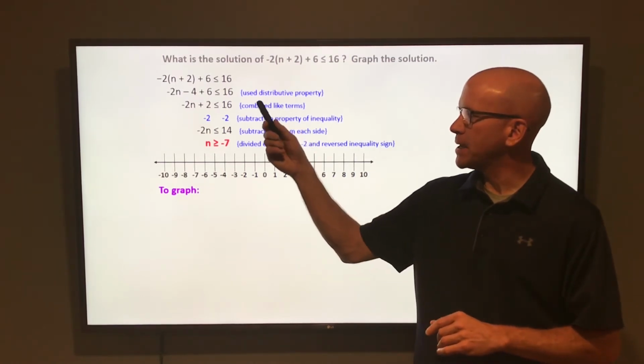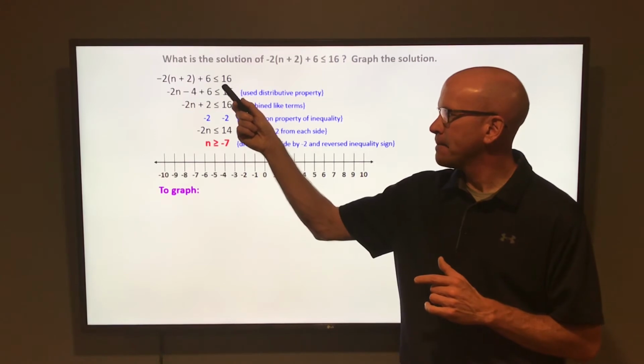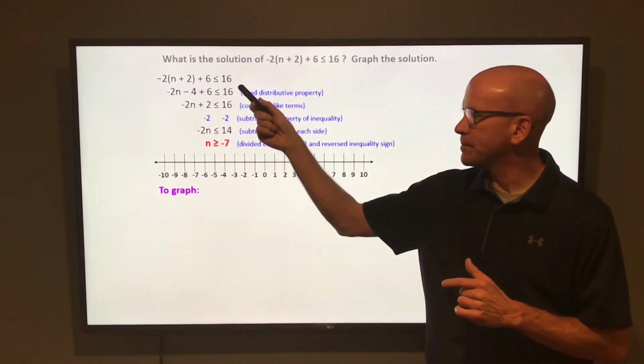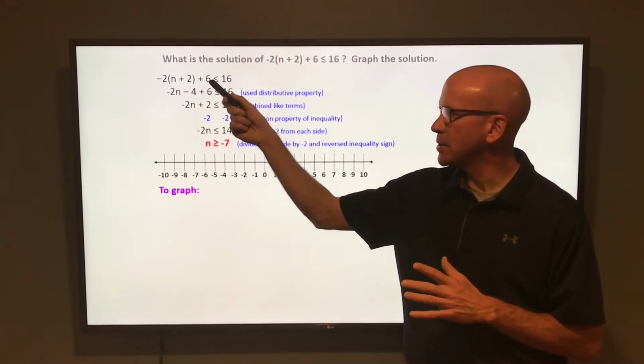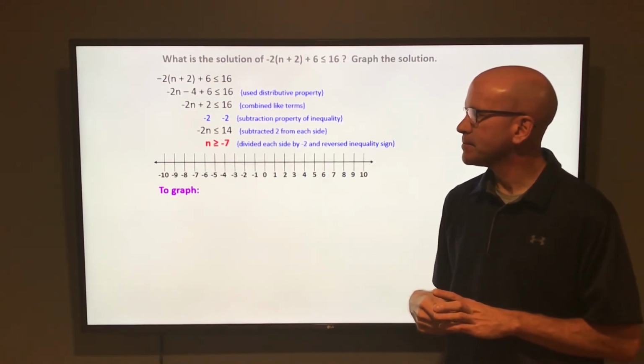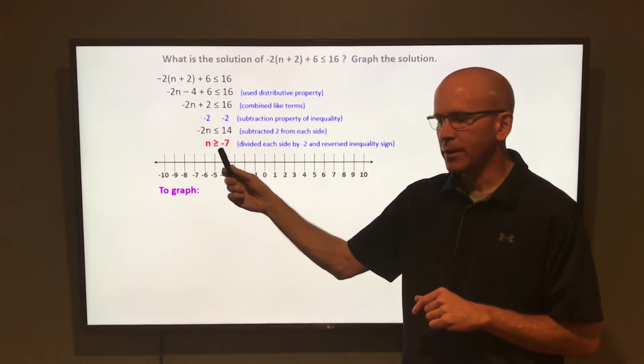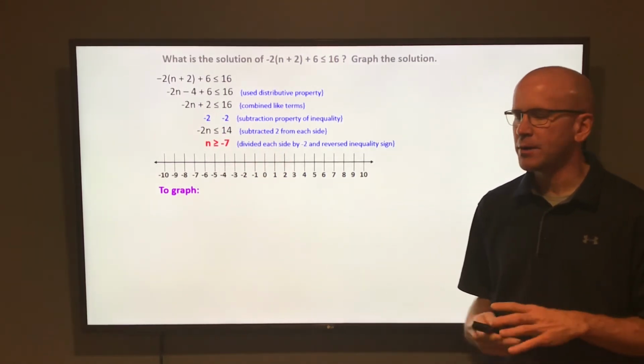Now, if we think back to the beginning, I said there's a couple of ways you could do this. We could have subtracted 6 and then divided by negative 2. So we would have n plus 2 is greater than or equal to negative 5. And then if you subtract that 2, it would be n is greater than or equal to negative 7. So same answer, two different ways to do it.